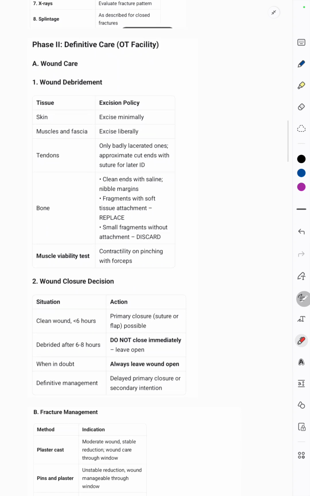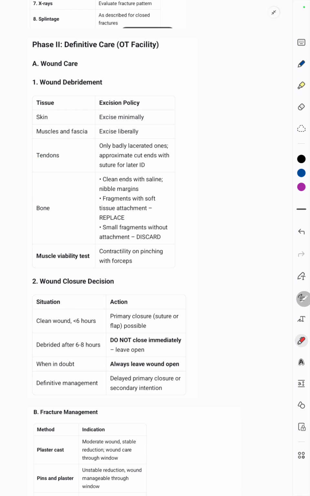Now definitive care consists of first wound care and then fracture management. So we have to do wound debridement. In wound debridement, there are certain excision policies. In the skin, you have to excise minimally, while the muscles and the fascia that are affected, you have to excise liberally. Then tendons, only the badly lacerated tendons should be removed.